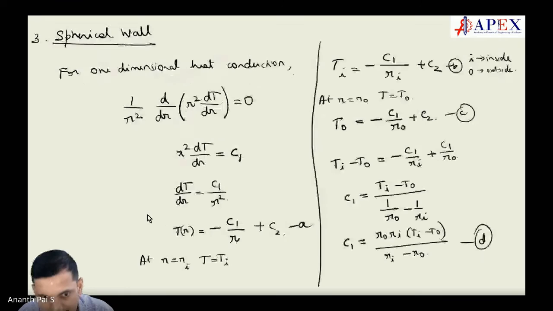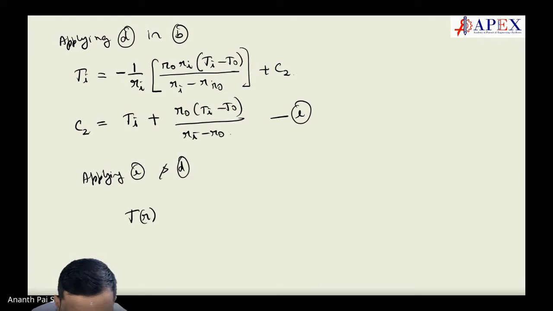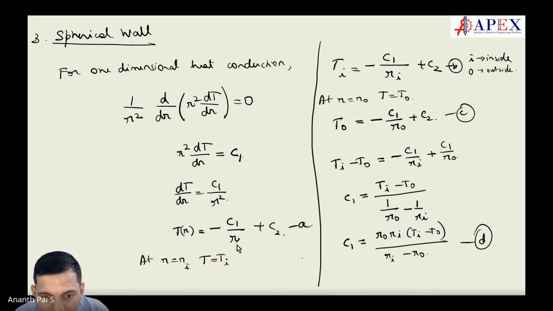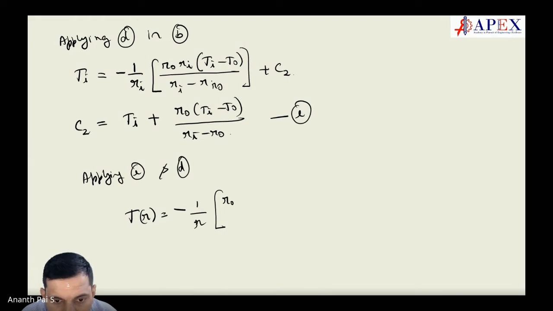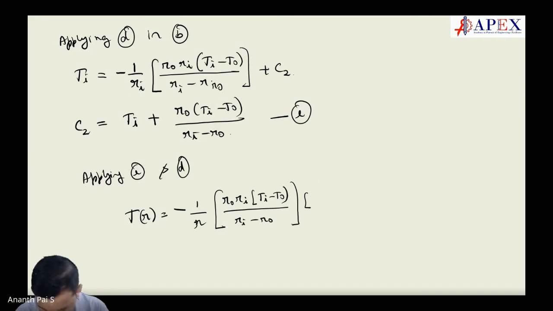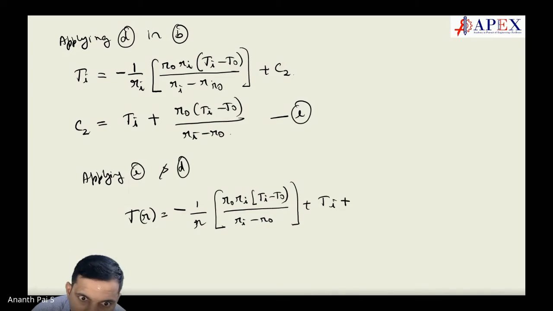So we can write this as T of R is equal to minus C1 by R, that is 1 by R, into R naught Ri into Ti minus T naught divided by Ri minus R naught, into R naught, plus C2, which is equal to Ti plus R naught into Ti minus T naught divided by Ri minus R naught.